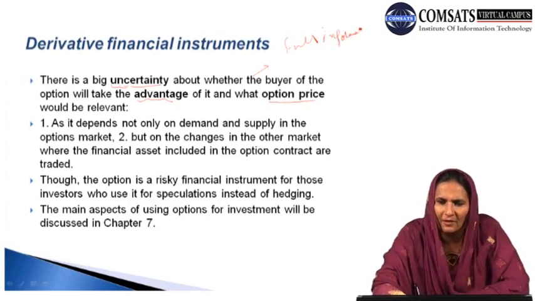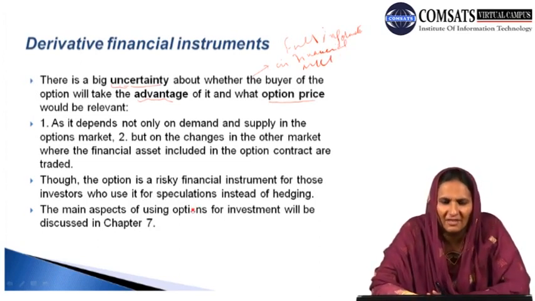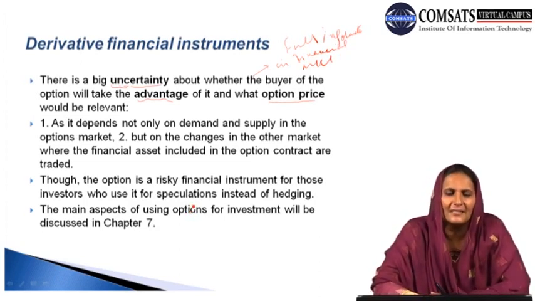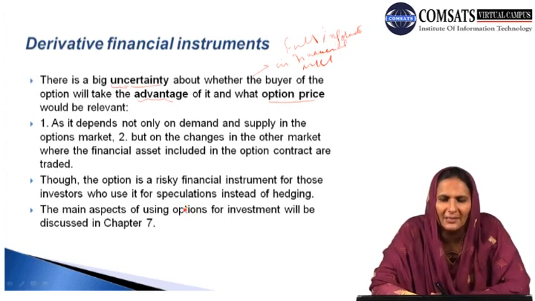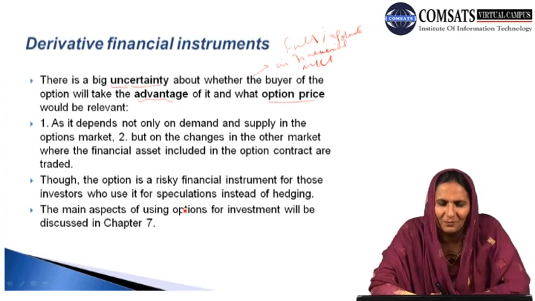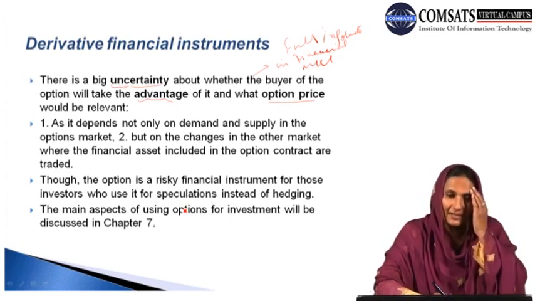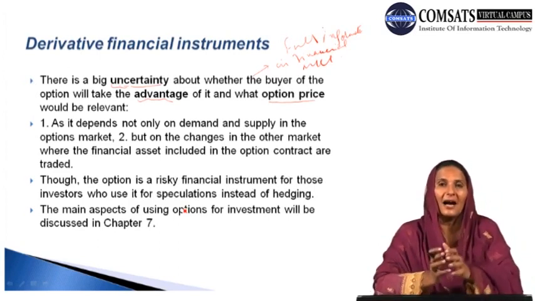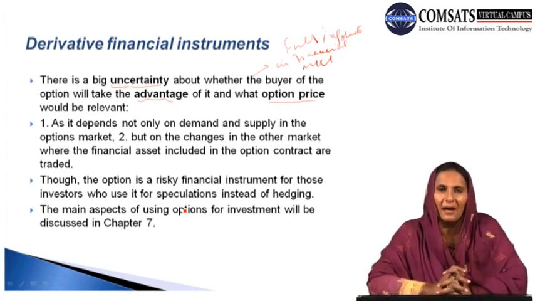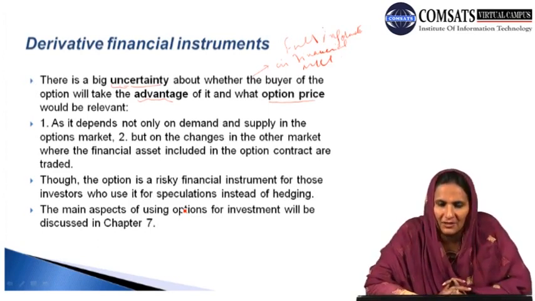is important. Full information in the financial or capital market is important for the individual investor. What are the reasons? Because it depends not only on demand and supply in the option market, but on the changes in the other market where the financial assets included in the option contract are traded. So what are the reasons? The first reason is that options depend upon the demand and supply of the options in the market.